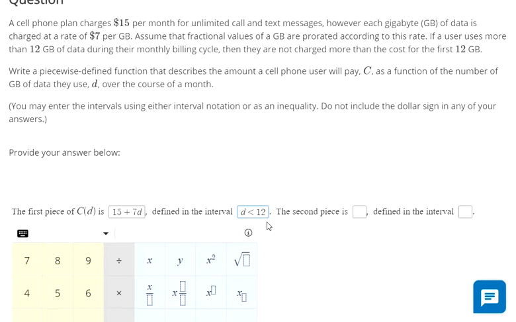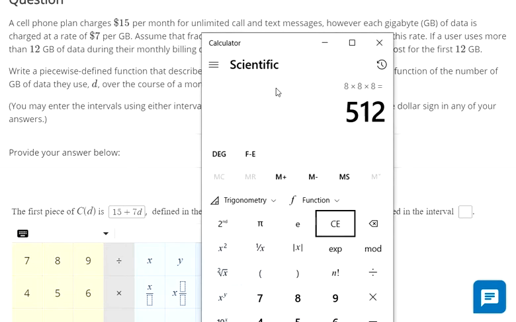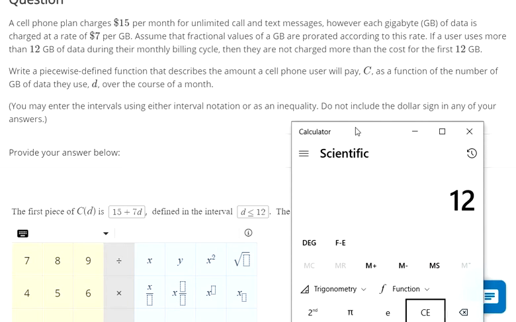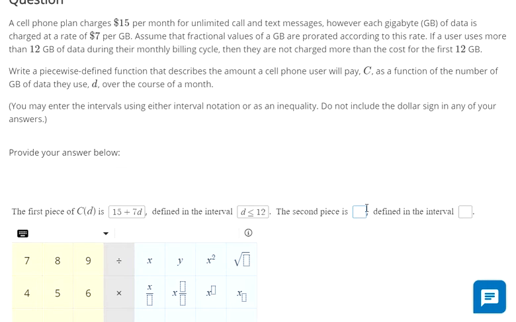I just type the less than symbol, then I type the equal symbol right after. I'm not sure if that's going to be less than or equal to or not. I think it will be. And the reason why this is here is because we get charged for every gigabyte of data up to 12. But then once you hit 12 gigabytes of data, the cost stays the same. So the cost of 12 gigabytes of data is 12 times 7 because it's $7 per gigabyte. Add that to the $15 a month we're already paying. Then the second piece of the piecewise function is you're just paying $99 every month if you're over 12 gigabytes. So this is for D greater than 12.